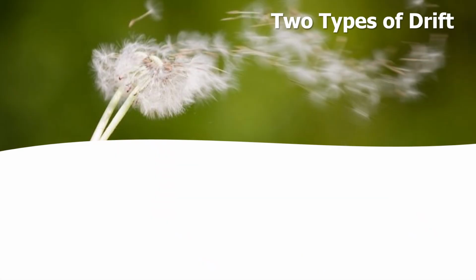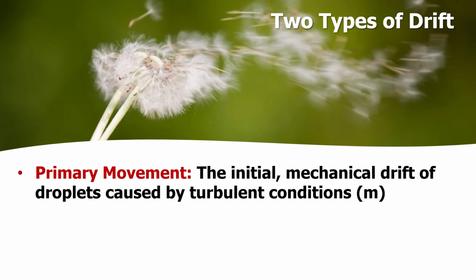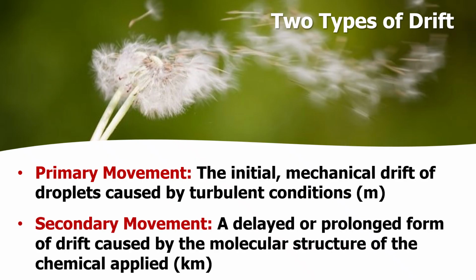So let's do it. There are two kinds of drift. This can be argued, but it's a nice way to think about it. The first, we'll call primary movement. While you're spraying, that's what's happening right there and then as you're spraying. It's the initial mechanical movement of droplets, usually caused by wind or turbulence. They simply move off course, and it's a matter of meters.